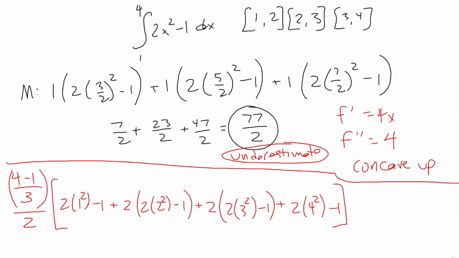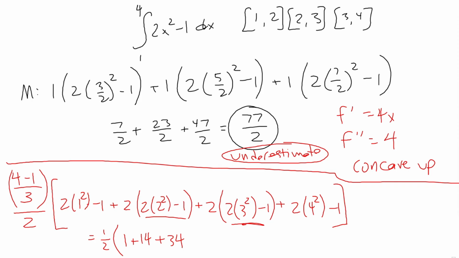So I have 4 minus 1, which is 3. 3 over 3 is 1. 1 over 2 is a half out in front. So we have 1 half of, now we've got 2 times 1 squared minus 1. That's just 1. And then this one was 7 before, so if we multiply it by 2, that's 14. This one was 17 before, so if we multiply that by 2, that's 34. And then this one was, I don't remember what that one was. 4 squared is 16 times 2 is 32 minus 1 is 33.